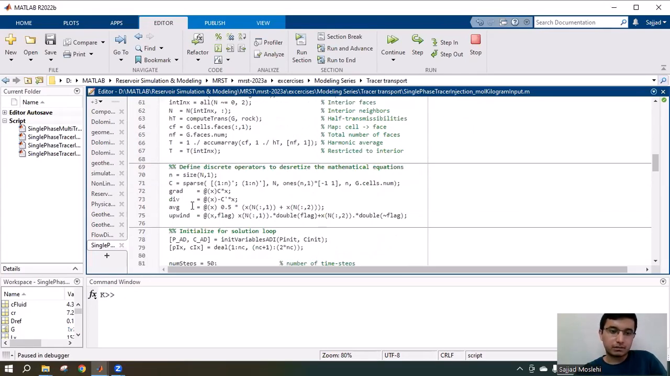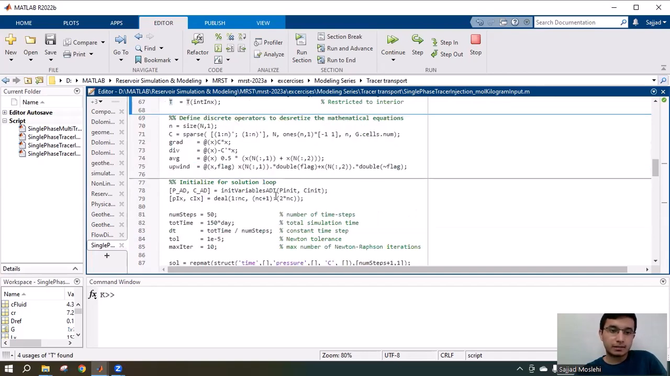Here I have calculated the transmissibilities of the interior faces. Here I have gotten the discrete differential operators to write the governing equations, and here I have specified the primary variables. The primary variable that we expect to have is pressure, and here, because we have a tracer transport problem, we have the concentration of that tracer as a primary variable as well.